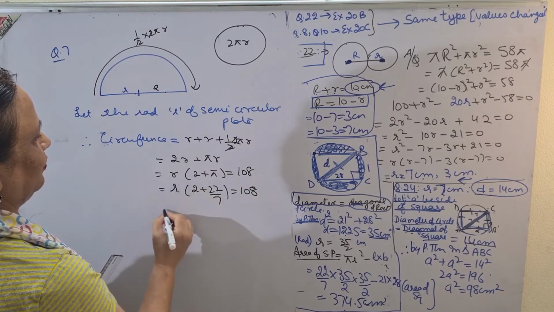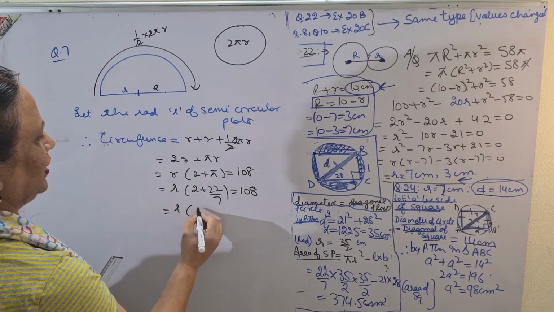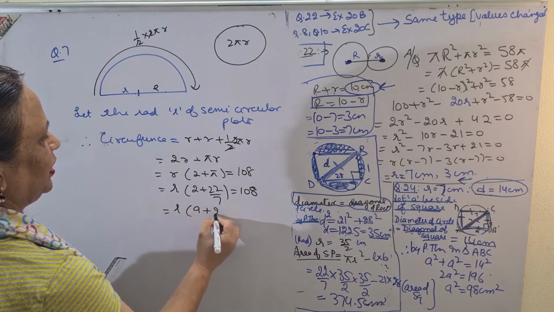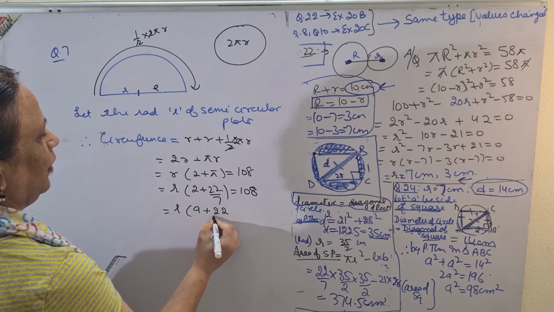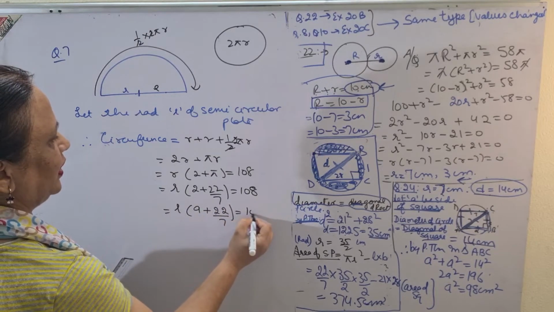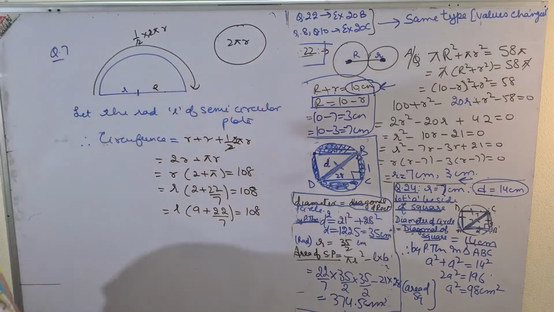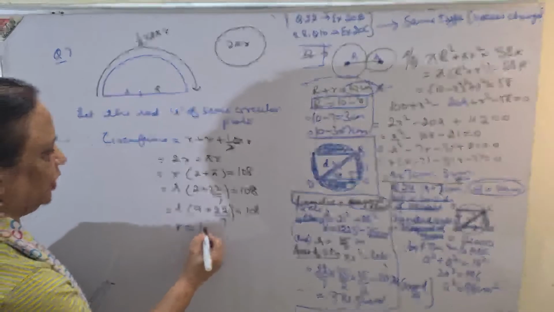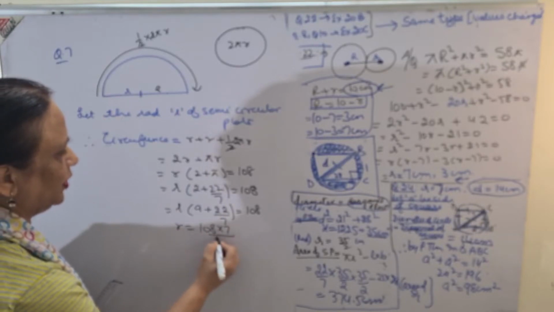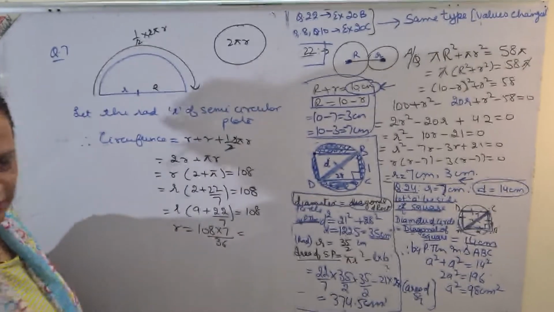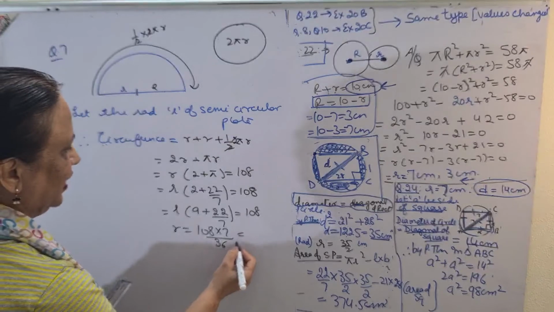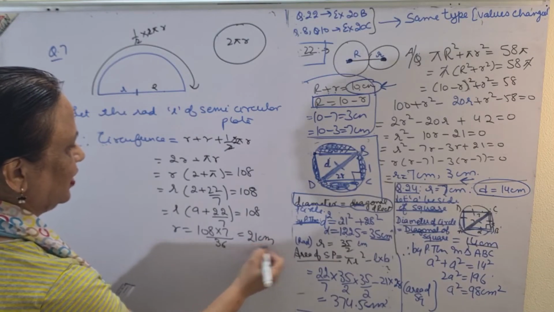It is not very difficult for you, because you are doing 9 plus 22 upon 7 is equal to 108. This is what you will get, and then after calculating it, R will be equal to 108 into 7 upon 36, and that is your required answer. After cutting, you will get 21 centimeter.